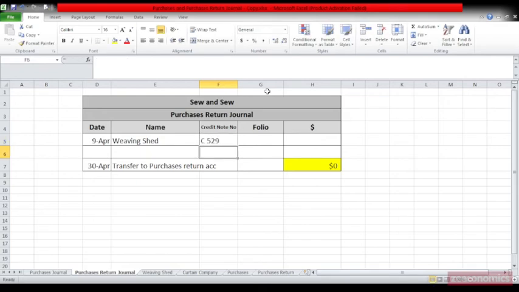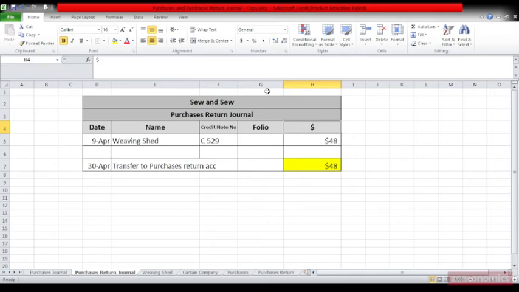C529. The amount is $60, but since Su and Su received a discount of 20% when he first bought from the weaving shed, we need to take that 20% also from these items that Su and Su returned. That will be $48. The amount that Su and Su returned is $48. Okay, done for the transactions on the 9th of April.